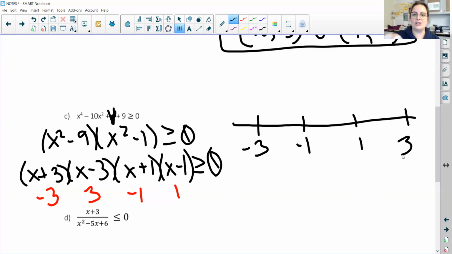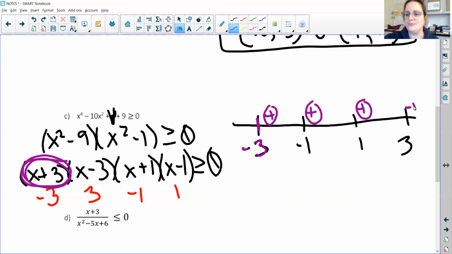Okay. The next thing we're going to do is look at each of these factors and where it will be positive and negative. So let's look at this first one, -3. We don't care about the other numbers. We're just looking at -3. If x is more than -3, this factor that I've circled in purple will be positive. So I'm going to write a plus in all the sections above, because I'm going to be looking at each of these sections individually. If it equals -3, of course, it's 0. If it's below -3, that purple factor will be negative.